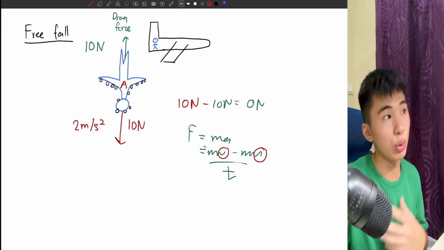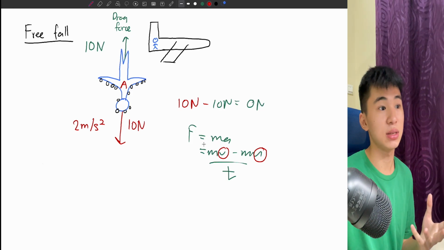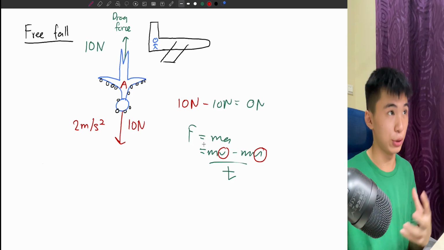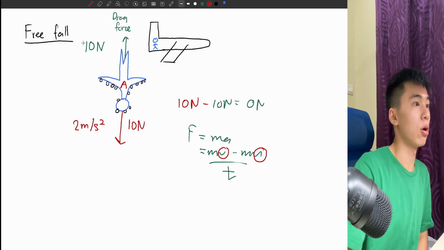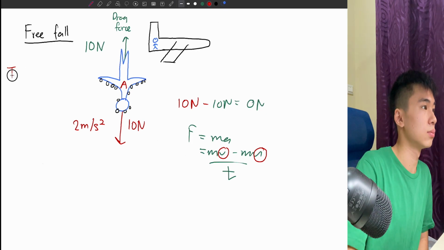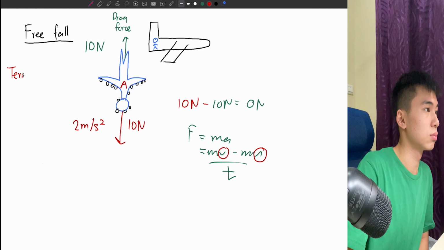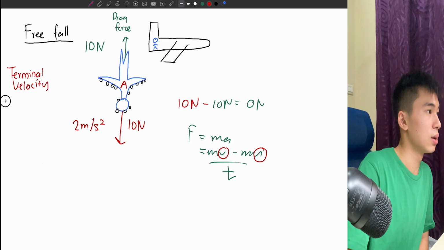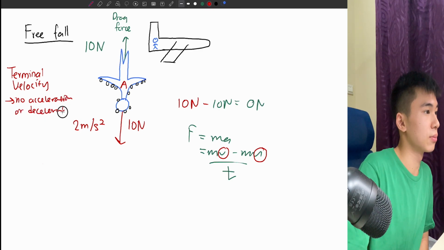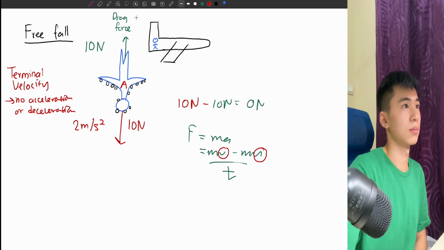So since we have zero resultant force, which means it is not accelerating or decelerating, we will call this terminal velocity. Okay, so no acceleration or deceleration, like this.